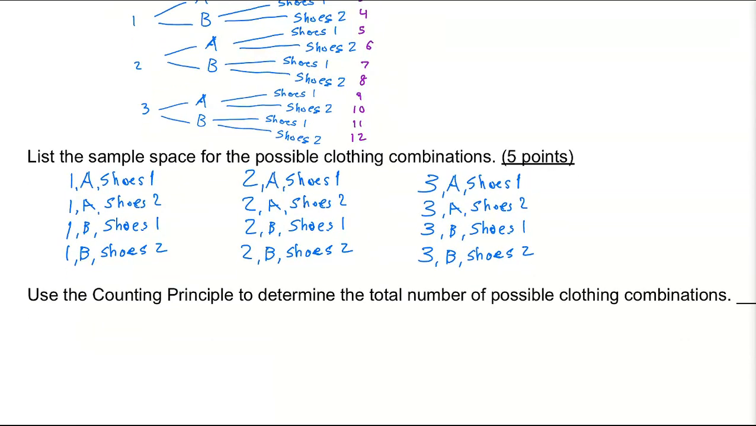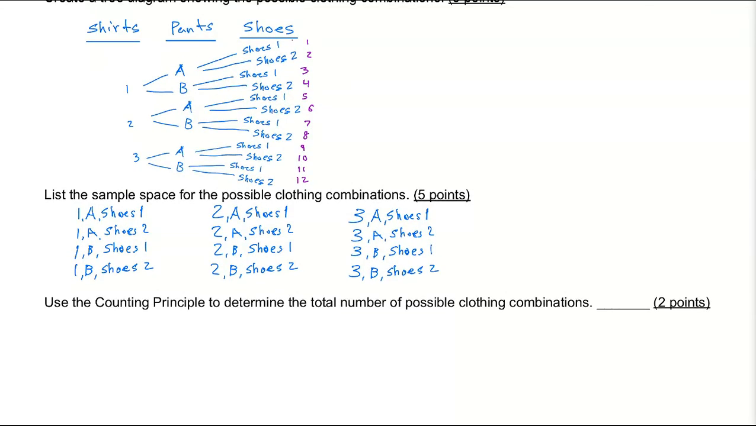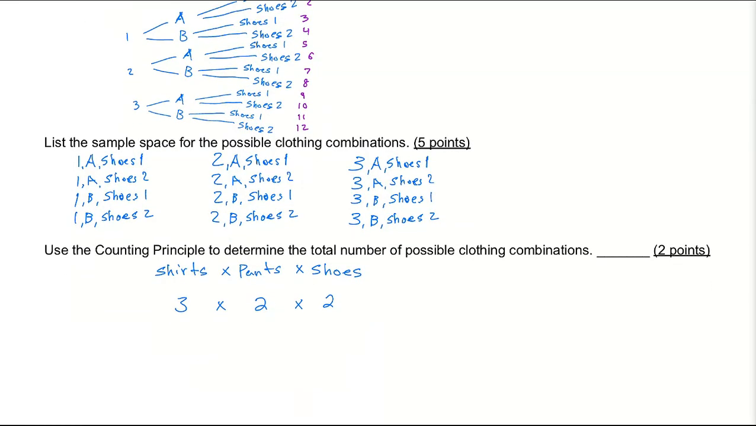You can use the counting principle though to determine the total possible number of combinations. It's super easy. You're just going to take your shirts, your pants, and your shoes, the total number for each, and multiply them like this. There are 3 shirts. There are 2 pants. There are 2 shoes. So 3 times 2 is 6, times 2 is 12. So you have 12 outcomes, or 12 combinations.